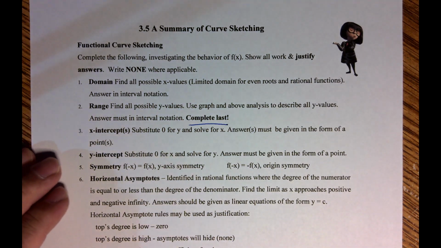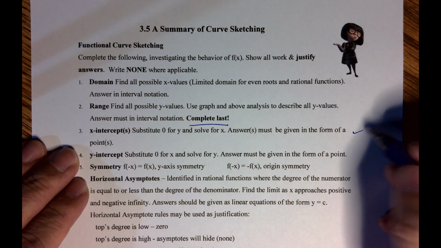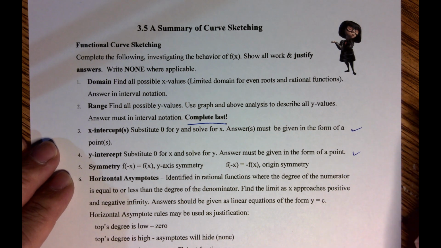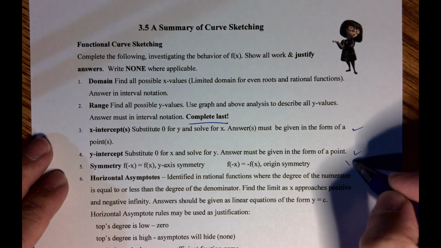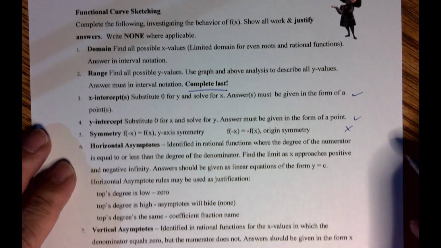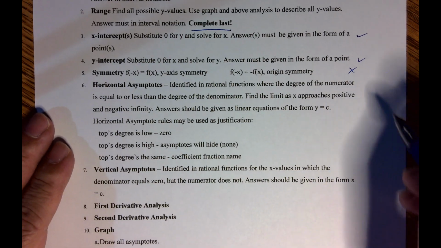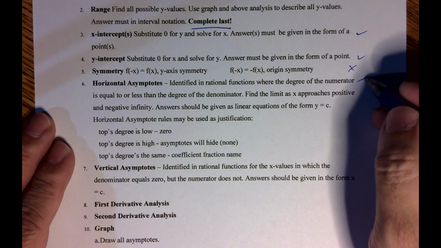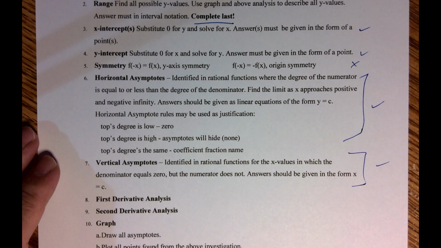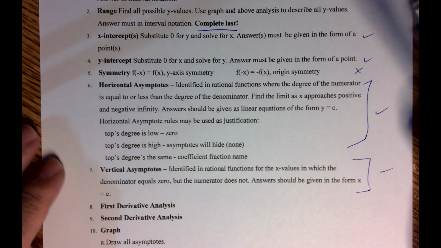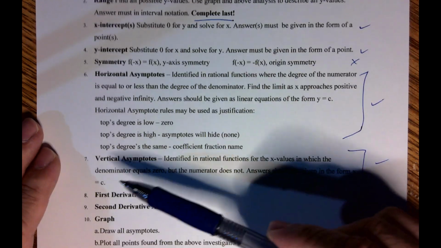Okay. X-intercepts. These are helpful. Y-intercept is helpful because it's a specific point. Symmetry, I don't even care if you answer that question. All right. Horizontal asymptotes. Horizontal asymptote is important. This helps you shape the graph very much. Vertical asymptotes are important. So if you do anything, you should really do 3, 4, 6, and 7.